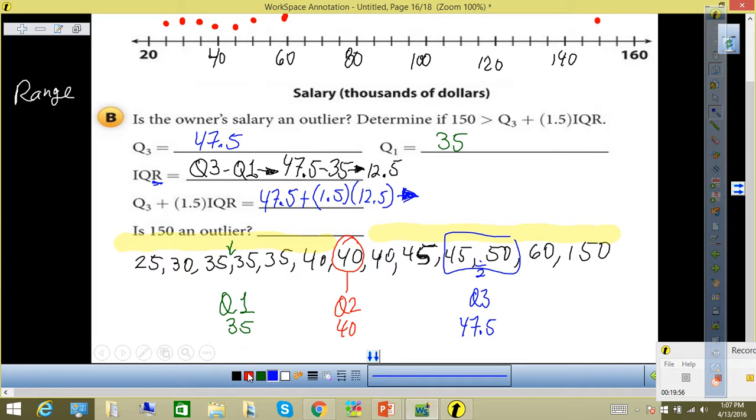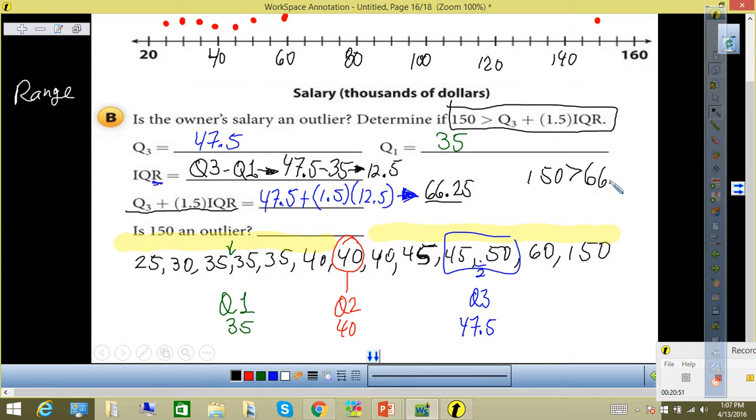What is it? Who got 66.25? That is correct. So, with that said, this is 66.25, right? So watch. Let me write this right here. 150 is greater than, this is what? 66.25. Is this true? Yes. If it is true, then guess what? 150 is an outlier.